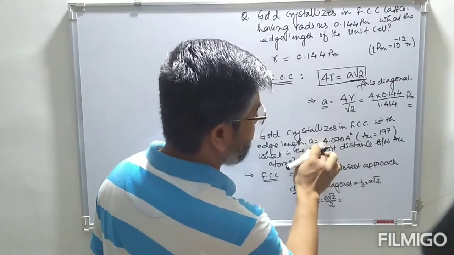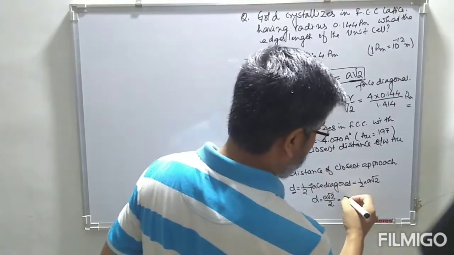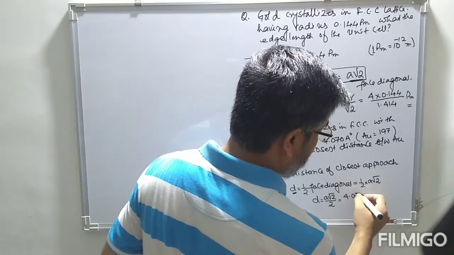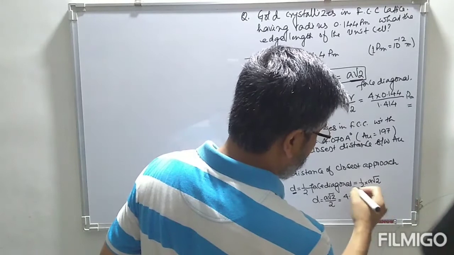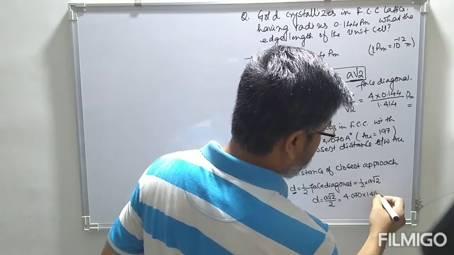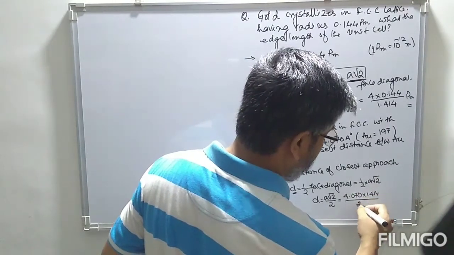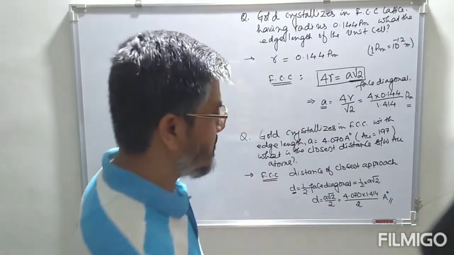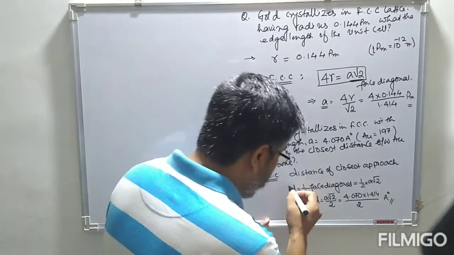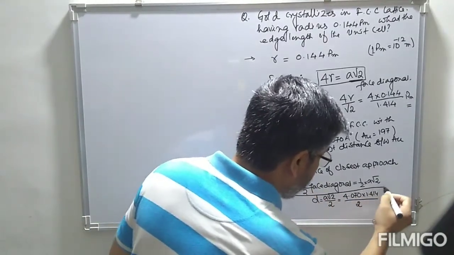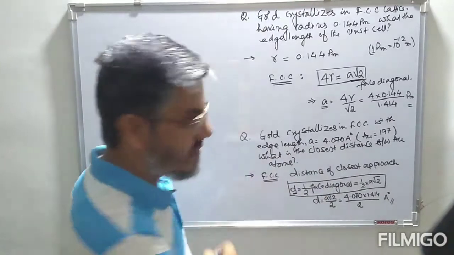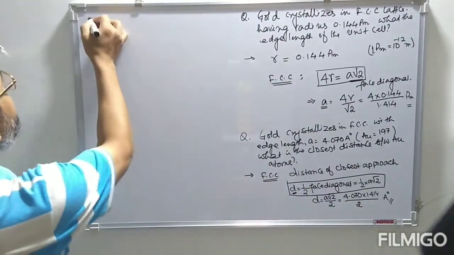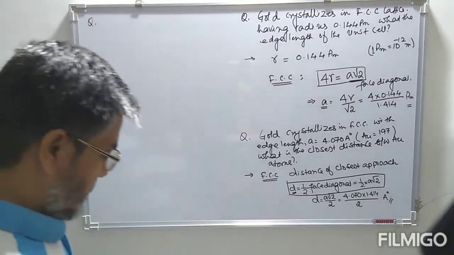So a is given as 4.070 angstrom. So we have 4.070 angstrom into root 2, which is 1.414, divided by 2. This must be in terms of angstrom. So this is the closest distance. The formula to be used is this relationship for the closest distance between any two atoms in an FCC lattice. Next question.